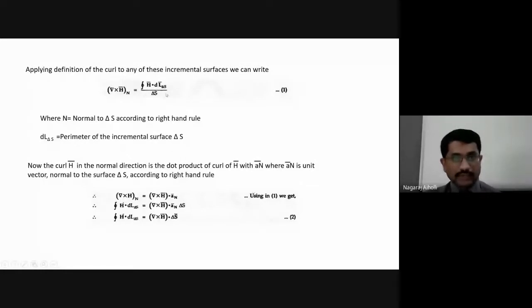Using this in equation 1, del cross H bar with respect to N is del cross H bar dot AN bar, because del cross H with respect to N is del cross H bar dot AN bar. If we substitute this in the LHS for del cross H with respect to N, and multiply with delta S, it is del cross H bar dot AN bar delta S, equal to the closed integral of H bar dot dl bar over delta S. This is equal to del cross H bar dot delta S, because AN bar is a unit vector. What is its magnitude?